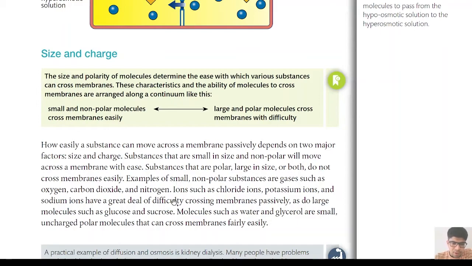For example, small non-polar substances that are gases, such as oxygen, carbon dioxide, and nitrogen, and ions such as chloride ions, potassium ions, and sodium ions have a great deal of difficulty crossing the membrane passively, as do large molecules such as glucose and sucrose. Molecules such as water and glycerol are small, uncharged polar molecules that can cross membranes fairly easily.